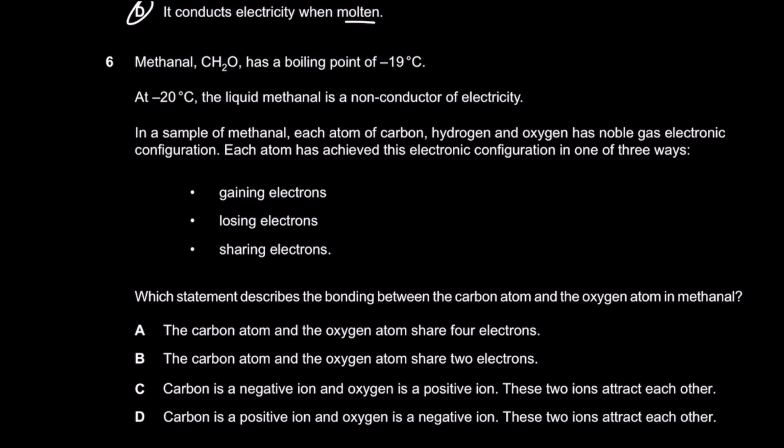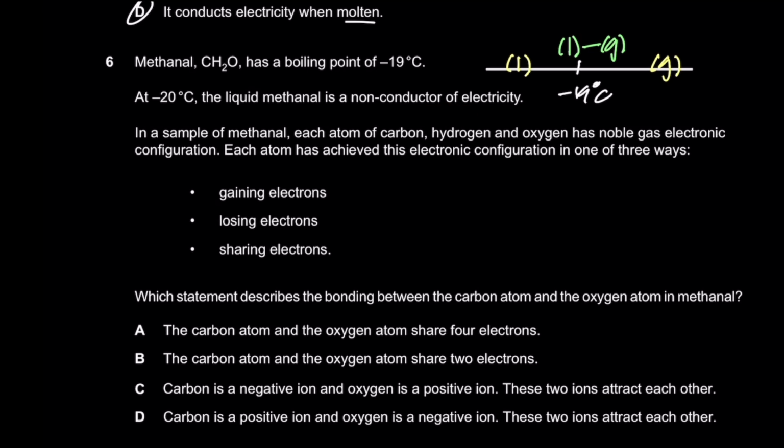Methanol has a boiling point of minus 19 degrees Celsius. Boiling point refers to when a liquid changes its state into a gas at a constant temperature. So before minus 19 it must have been a liquid, and after minus 19 it must be a gas. And that's why I'm saying as at minus 20, so minus 20 is before minus 19, right? That's why saying it's liquid, methanol is a non-conductor of electricity.